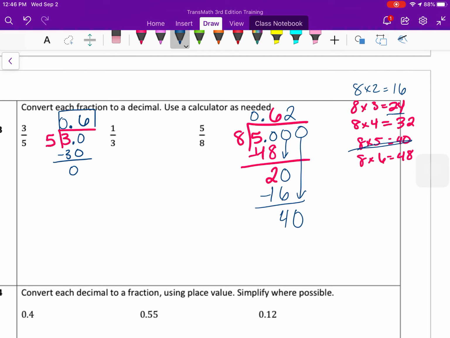Take another 0 and bring it down. And then 8 goes into 40 5 times. 8 times 5 is 40. We get to 0, so there's no remainder. That is our final answer, 0.625, which we saw with the calculator.